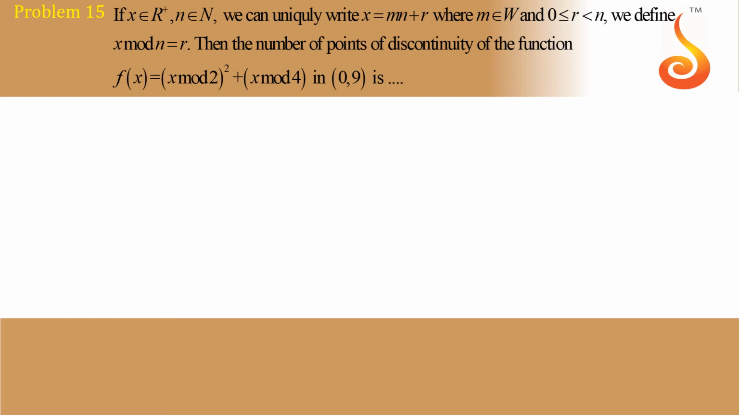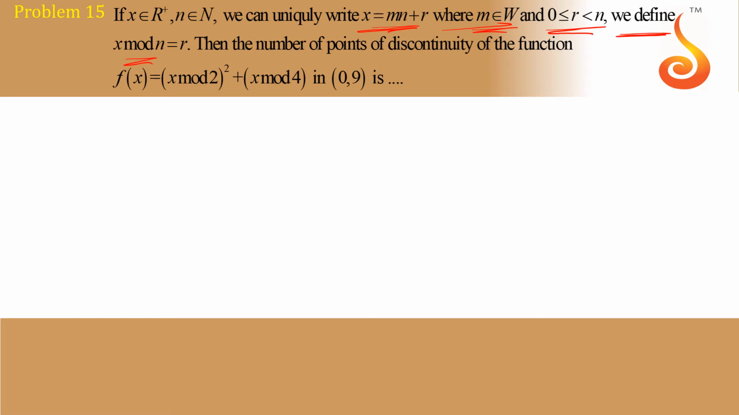Next problem. If x belongs to R plus, n belongs to natural numbers, we can uniquely write x equals mn plus r, where m belongs to W and r is from 0 to n. It's just like the division algorithm. Then we are defining a new function called modulo function. So x modulo n, you can write it's equivalent to r.